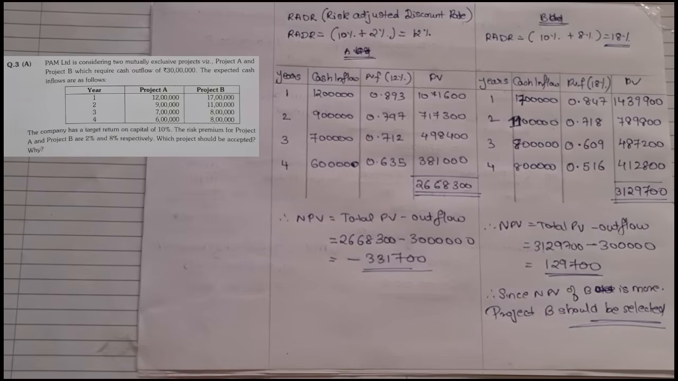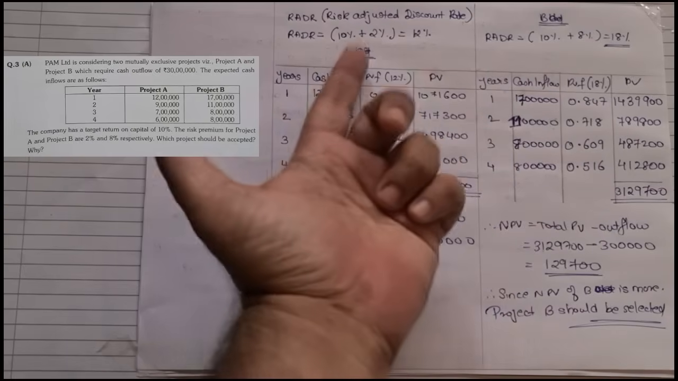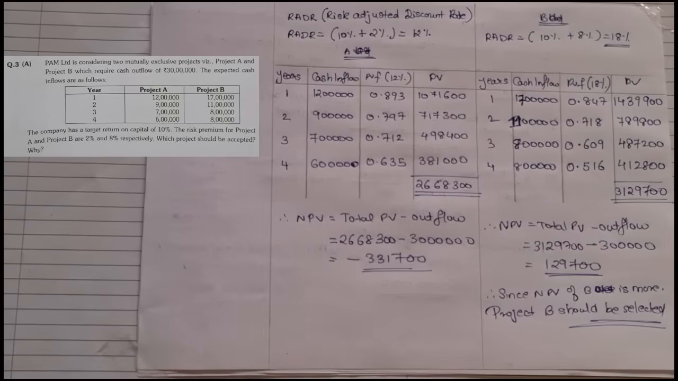Okay, so this is how I had to solve the question based on the risk adjusted discount rate with the NPV. I hope everyone has understood that. Now let us see the next question. Okay, now let us see the question first.